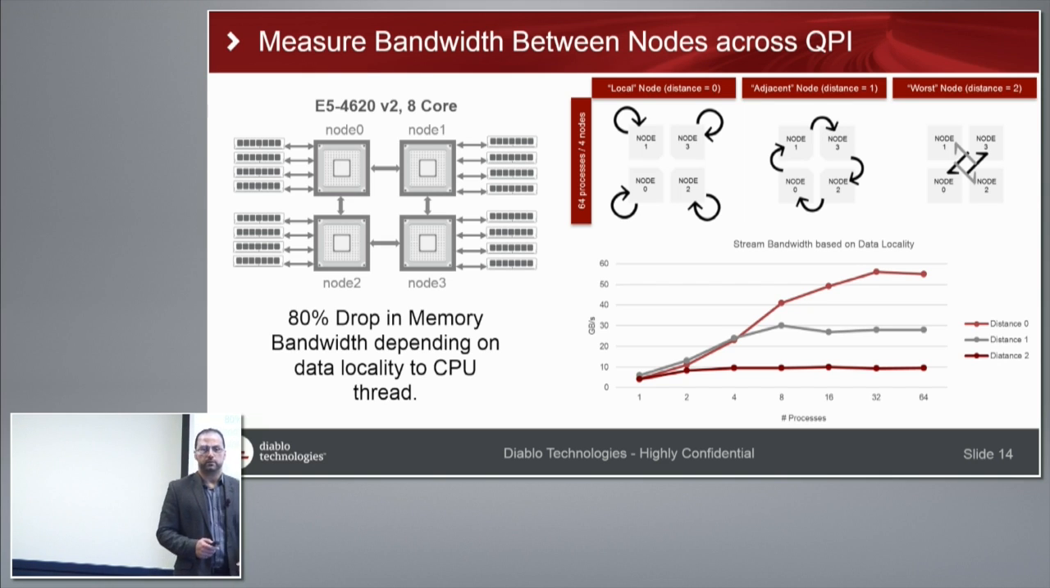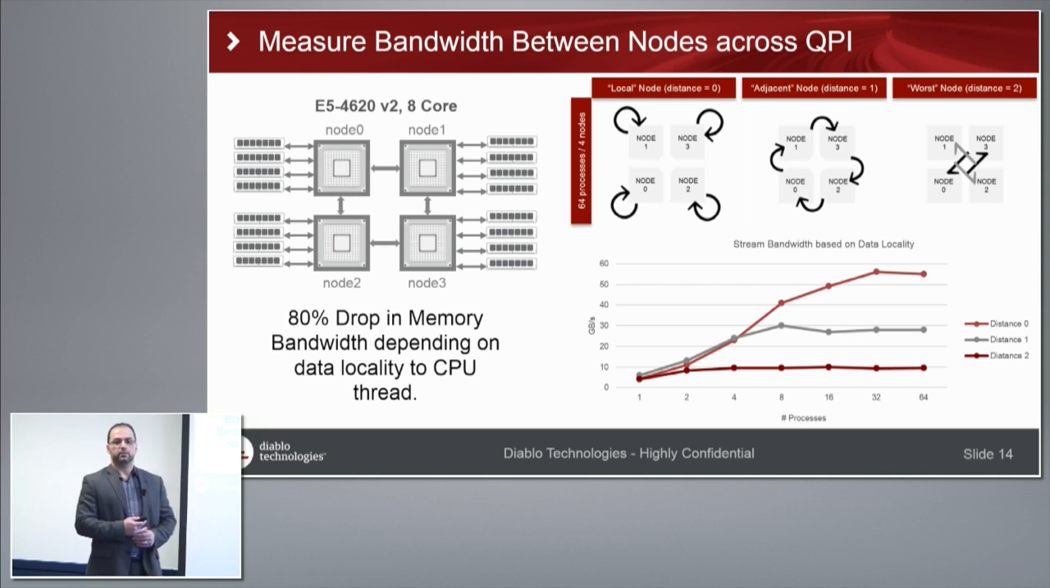Isn't there an E5 4680 or something like that, or 4650, that has 3 QPIs rather than 2? That's an EX. So in that case, it'd only be a maximum of 1 hop. That gets 15 gig.